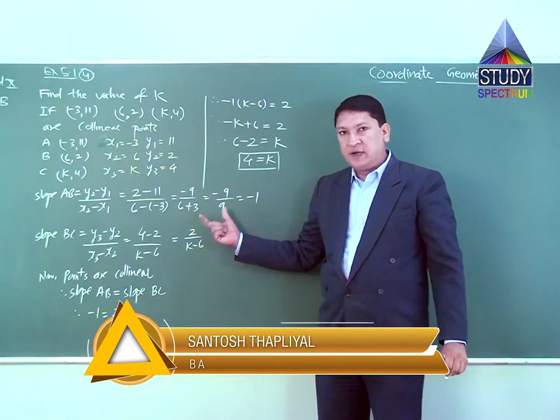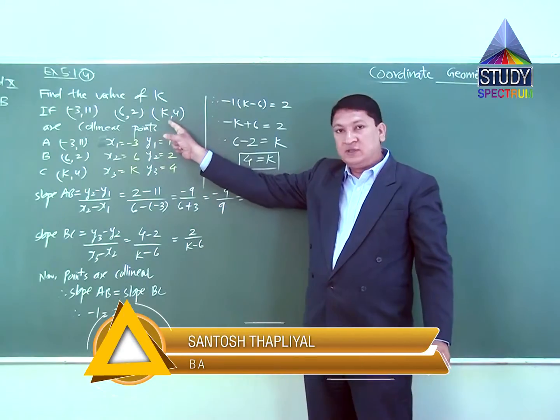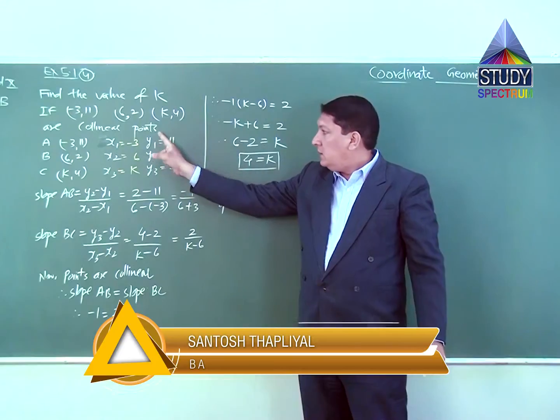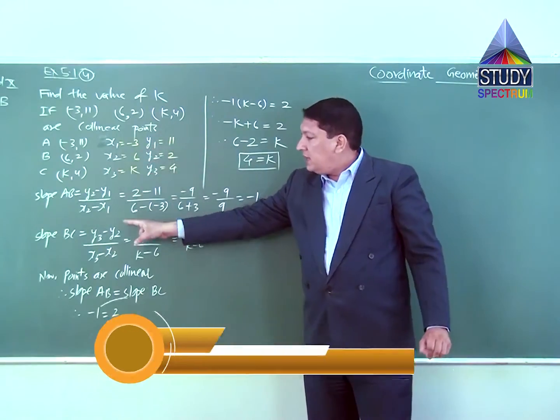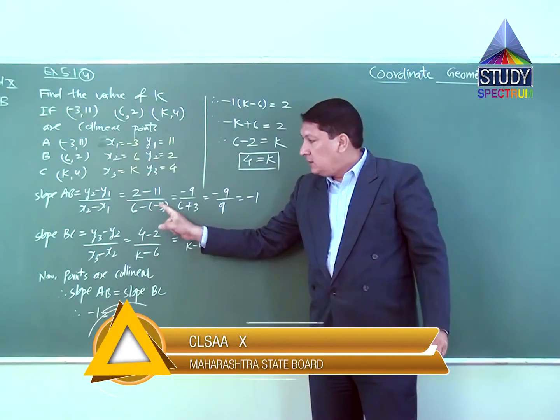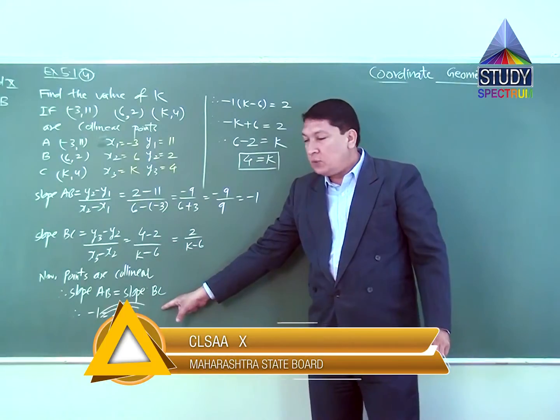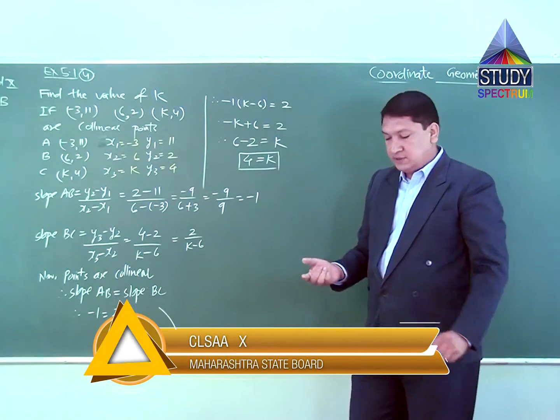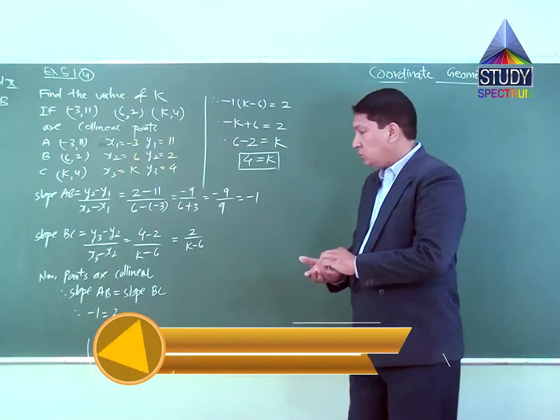So this was a slightly different type of sum where an unknown value is there as one of the coordinates. Same thing you have to do. Find out slopes of 2 lines, points collinear, slopes equal. Accordingly, we can get the answer. Now the last sum, question number 9.